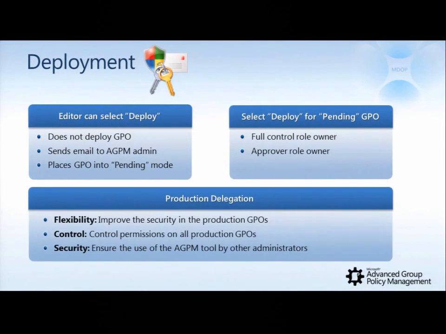So for the deployment, I think I already explained most of this. An editor cannot deploy. So when an editor selects deploy, what he's going to do is not deploy, but send an email to the administrator saying, I'm trying to deploy, please approve my request. So the administrator goes into the pending tab and approves that request, which eventually pushes it out in production. Okay?